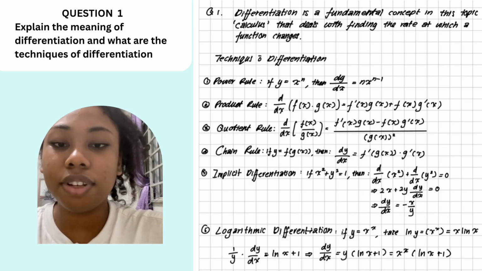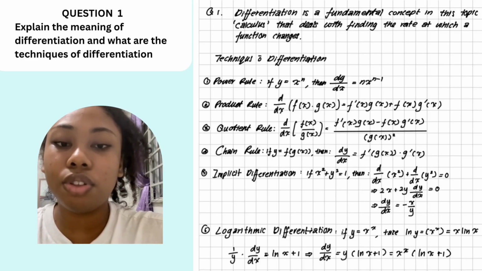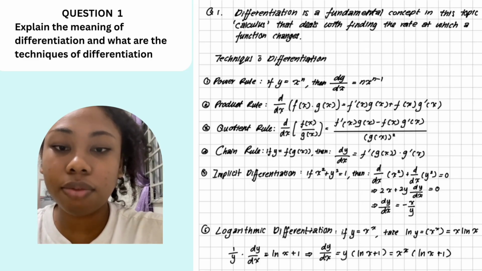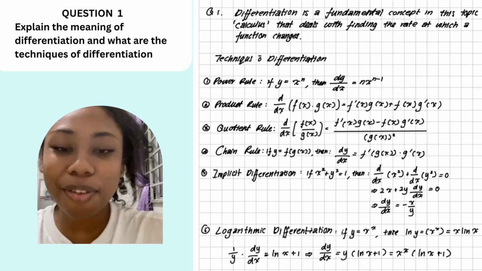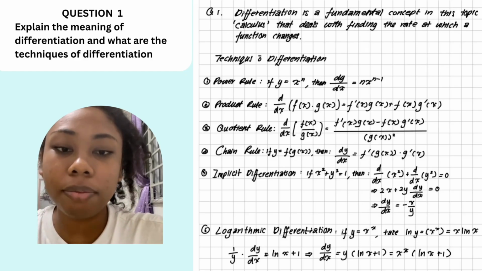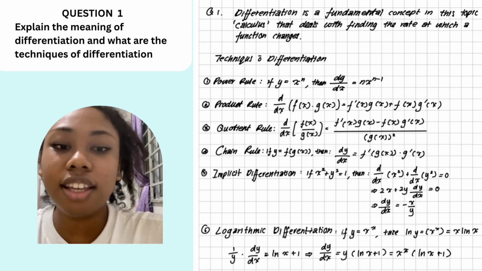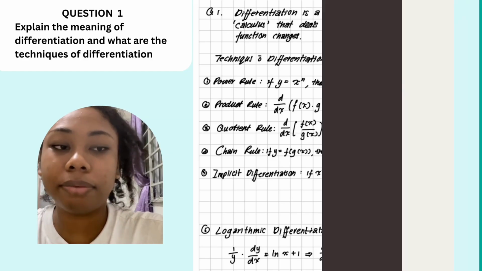For example, if y = x^x, then take ln y = ln x^x = x ln x. And then you differentiate it, which is (1/y) dy/dx = ln x + 1. Then it becomes dy/dx = y (ln x + 1), which equals x^x (ln x + 1).